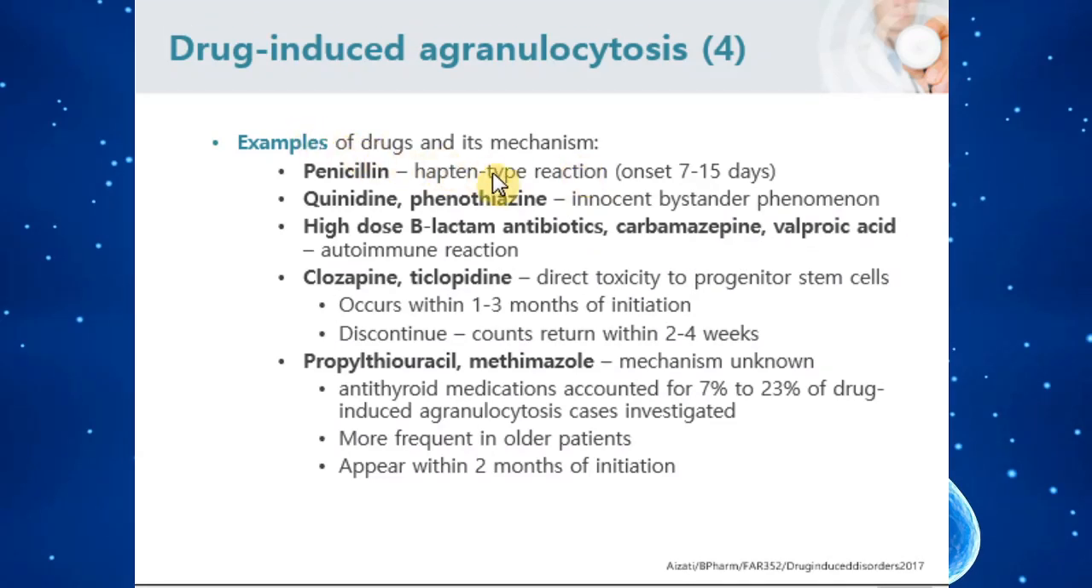So examples of drugs that might cause this reaction are penicillin, quinidine, high-dose beta-lactam antibiotics, carbamazepine, valproic acid, clozapine, ticlopidine, propylthiouracil, or methimazole. Each of these medications might cause agranulocytosis by a different type of mechanism or etiology, as you can see and read here.